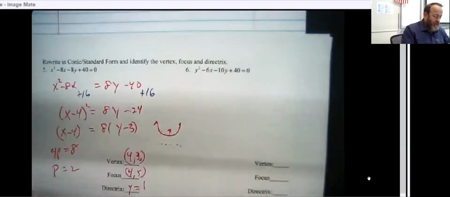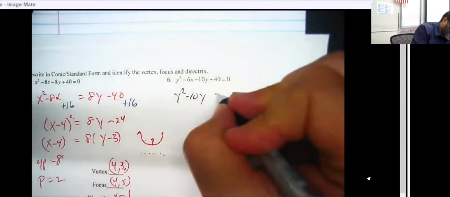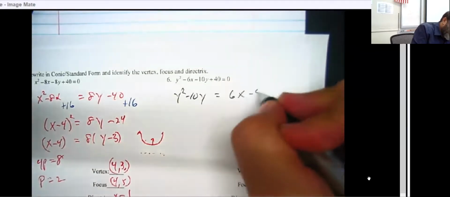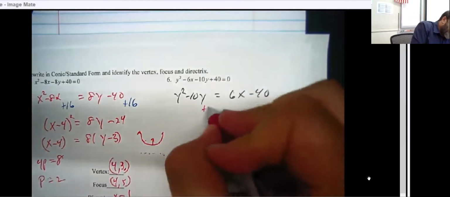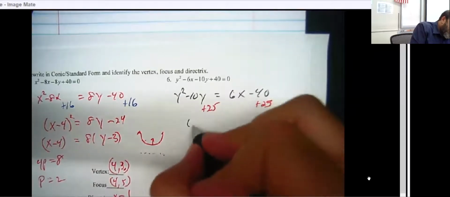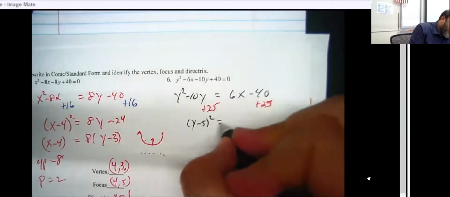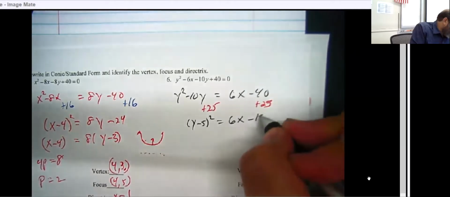All right, so now coming over to here, you'll notice that the second problem is definitely a y squared. So again, just like before, I'm going to group the part together that has the square. And to complete that square, I'm going to add 25 to both sides. That's going to generate a y minus 5 squared on the left and a 6x minus 15 on the right.